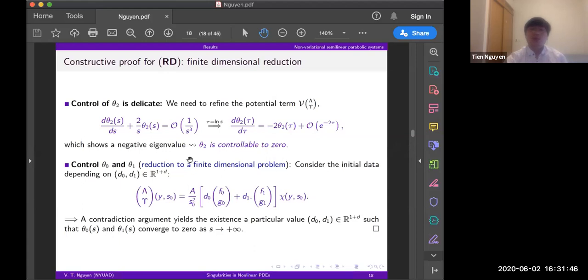So now the problem is reduced to the control of two parameters, the directions theta 0 and theta 1. And here we need to play with the initial data. We consider initial data depending on two parameters, d0 and d1, of this form. Here f0, g0 and f1, g1 are the first two eigenfunctions of the linear operator. Then we can use a contradiction argument to solve the system for the two parameters d0, d1, such that theta 0 and theta 1 converge to zero when s goes to infinity. And this finishes the existence proof.